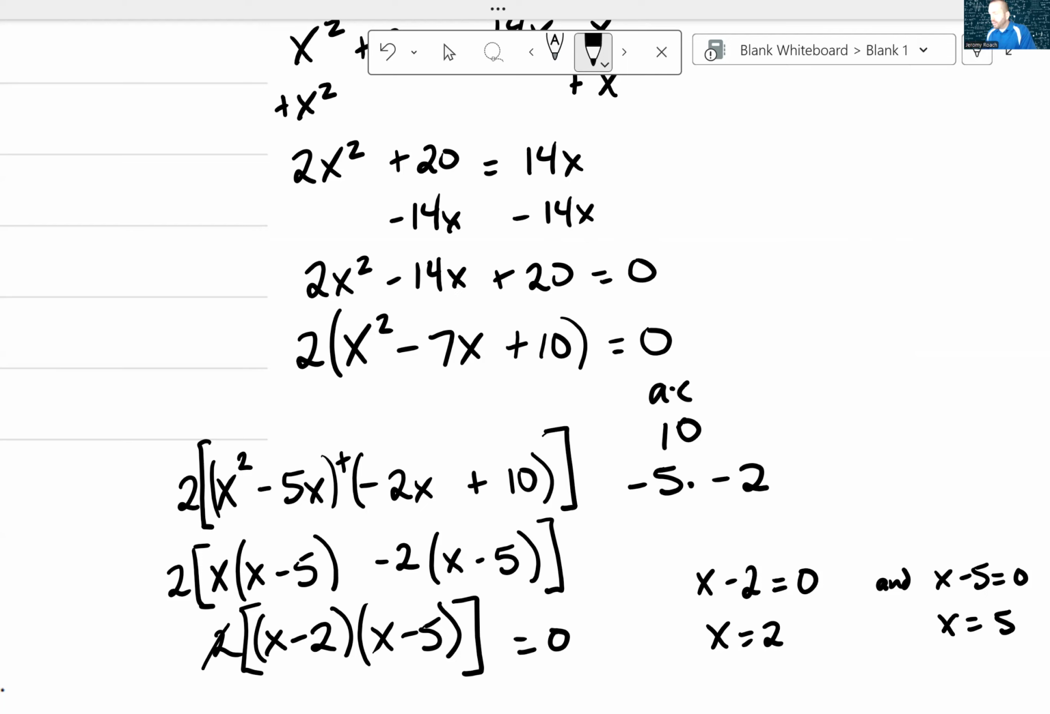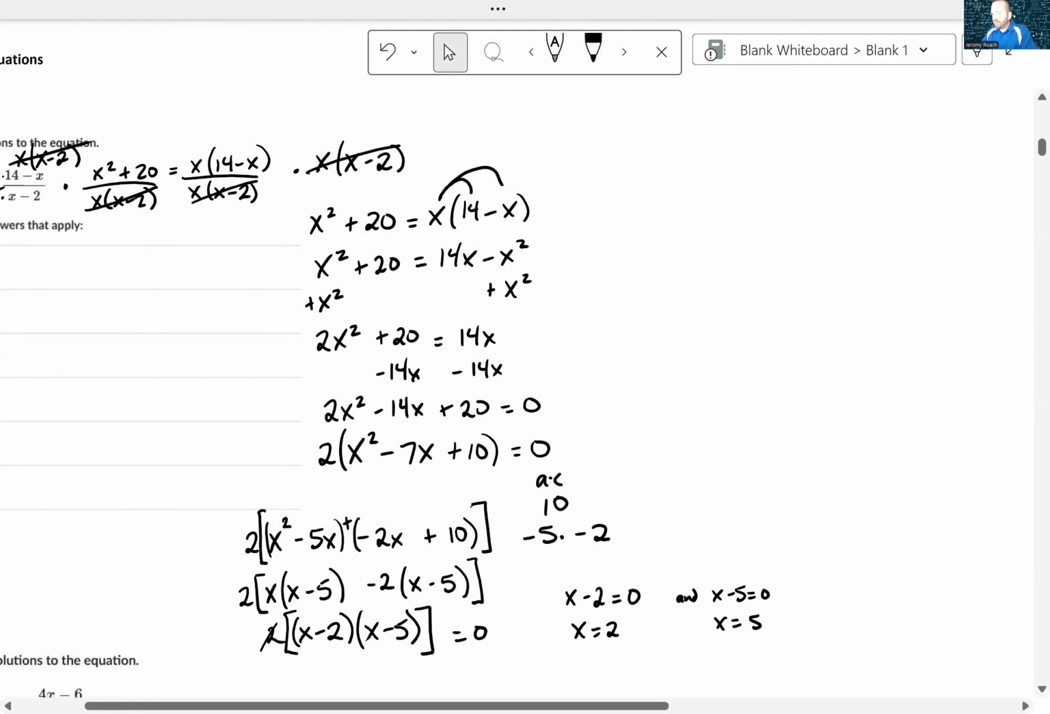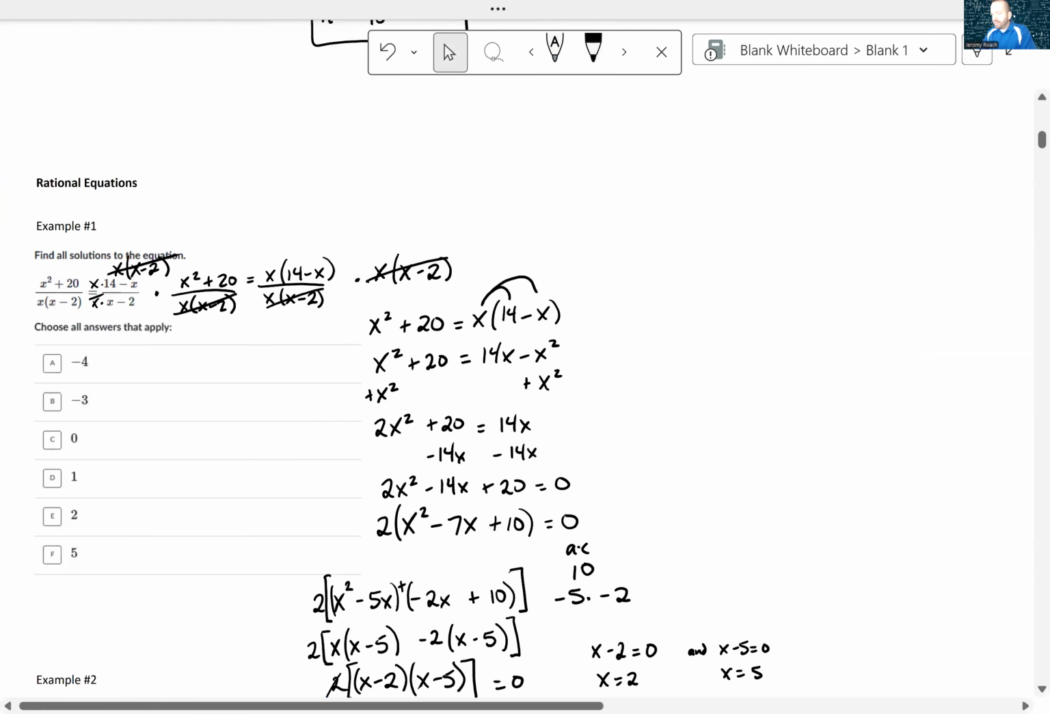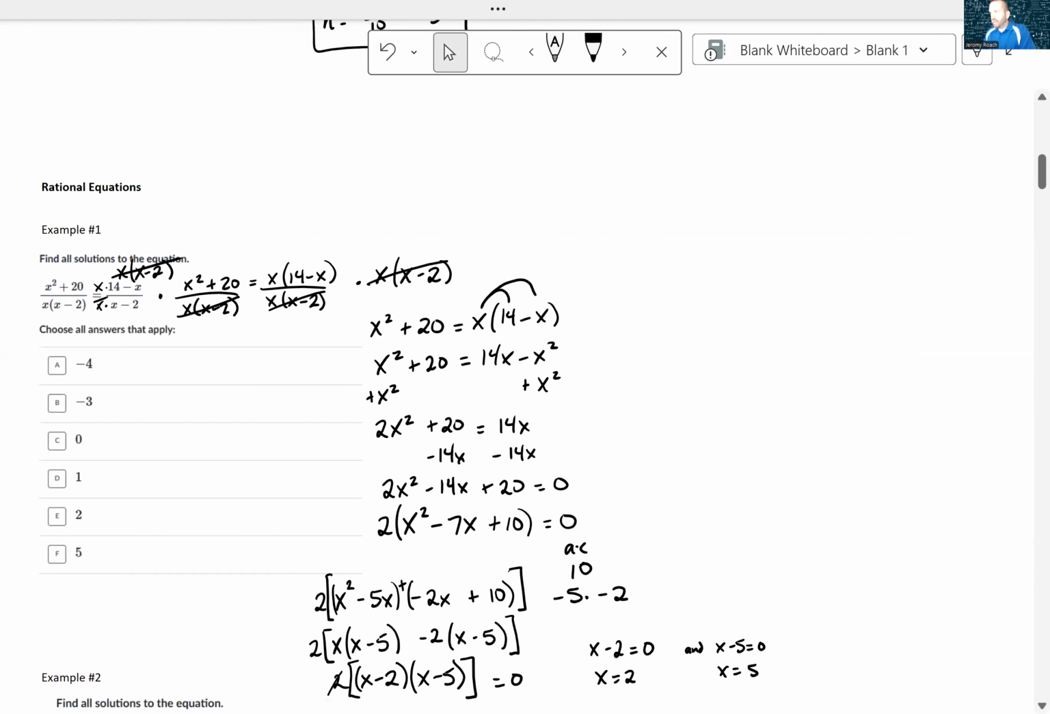But before we say that, we have to check for extraneous solutions. An extraneous solution means we got the solution, but it's not actually an answer. So we have to plug back our answers into the original equation and see if it makes a true statement. Now, because this x squared plus 20 equals x times quantity 14 minus x, because we were able to do all that, we can actually just plug in our answers to this. But if you really want to, you can plug it into the absolute original. I'm going to plug it into this and see if we get a true statement.